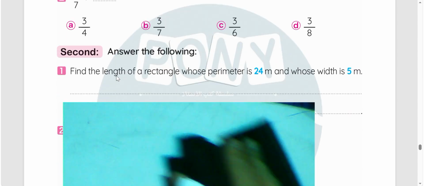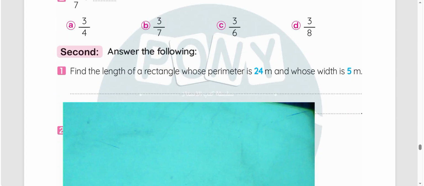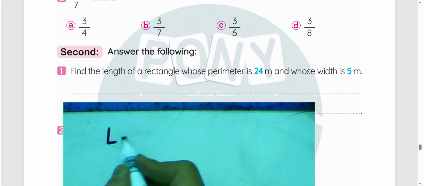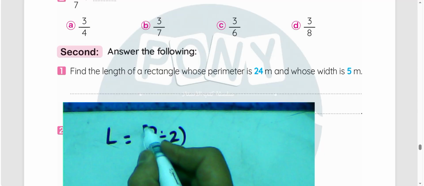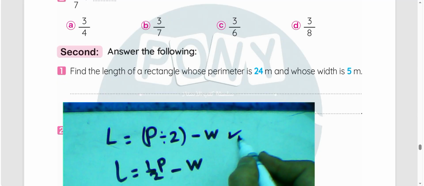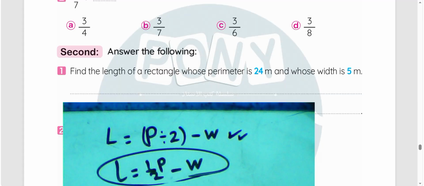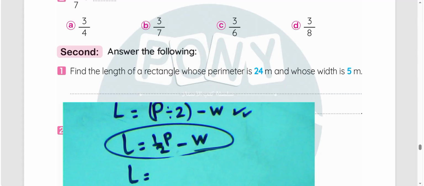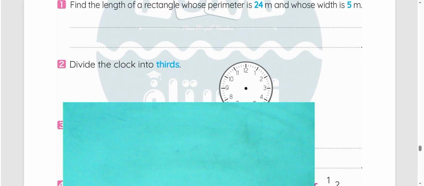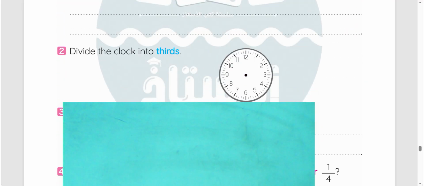Second, find the length of a rectangle whose perimeter is 24 meters and width is 5 meters. We can find the length with the rule: length equals perimeter divided by 2 subtract the width, or you can write this rule: half of the perimeter subtract the width. You can use this rule or this rule. Half of the perimeter: 24 divided by 2 is 12, right? 12 subtract 5 equals 7, then the result will be 7 meters. Understood?